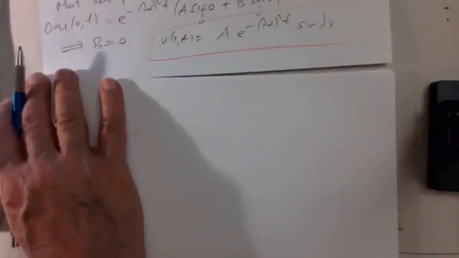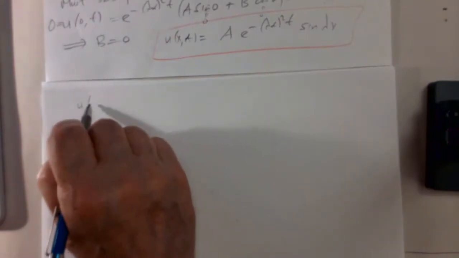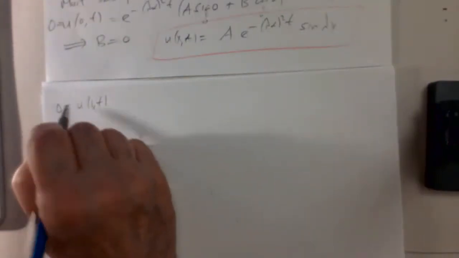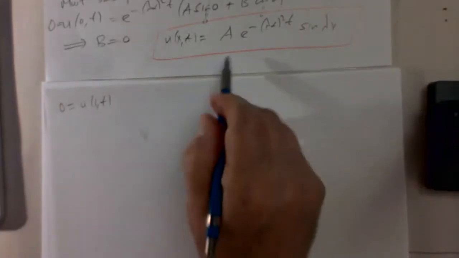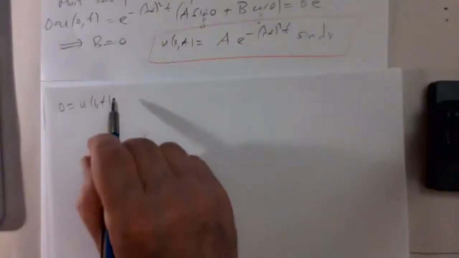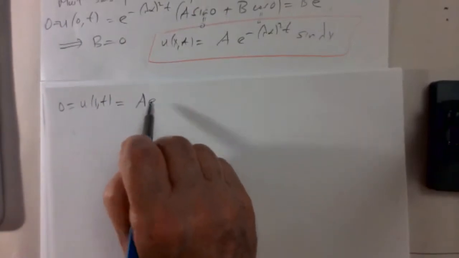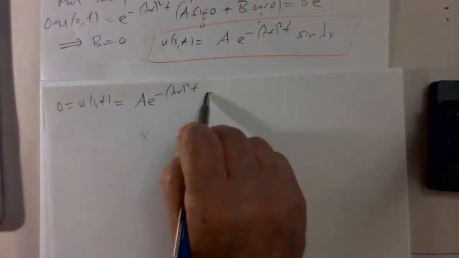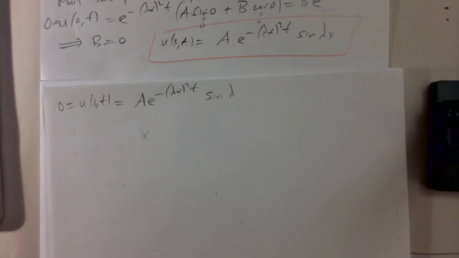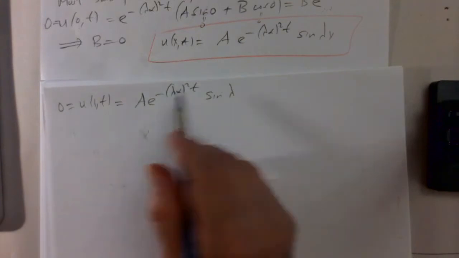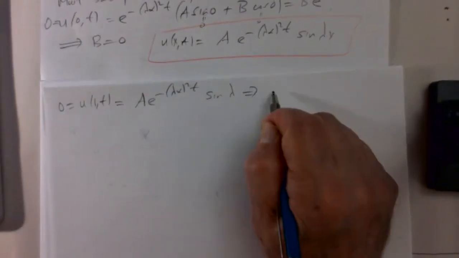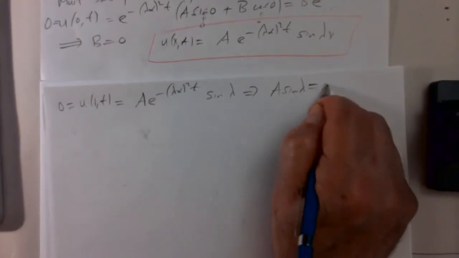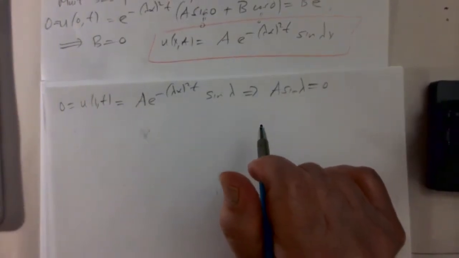What about the second boundary condition? So the second boundary condition is that at the end, when x is equal to 1, the temperature is also always 0. And when you plug in x equal to 1, what do you get? You get a e to the minus lambda alpha squared t sine of lambda. So that has to equal 0 for all t. Now, again, this is positive. So this means that a sine lambda has to be 0.